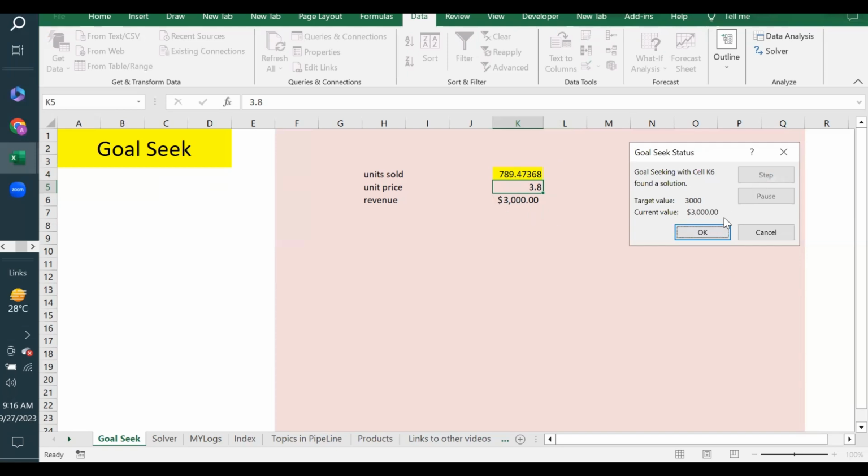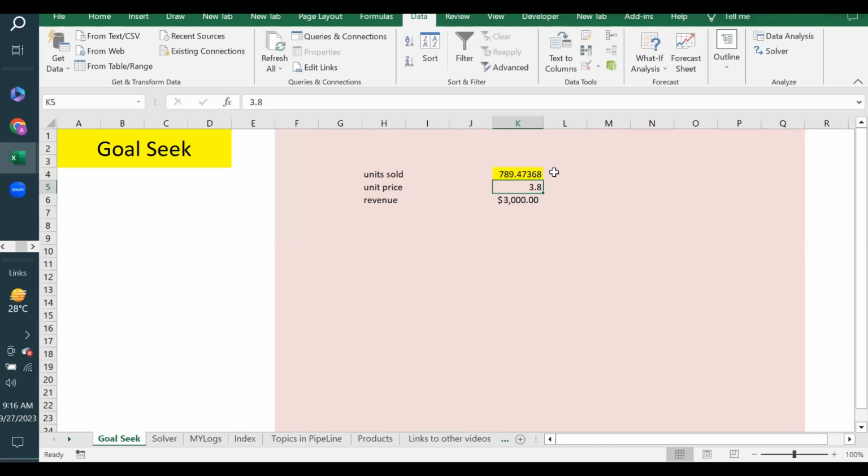If you accept this, it does not make any change in the formula. Only the input cell is changed. If you click OK, the value is accepted. If you don't click OK, the previous values are restored.